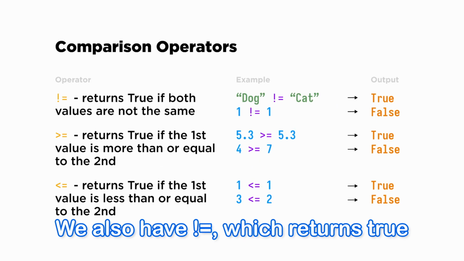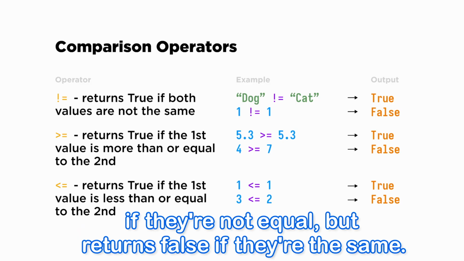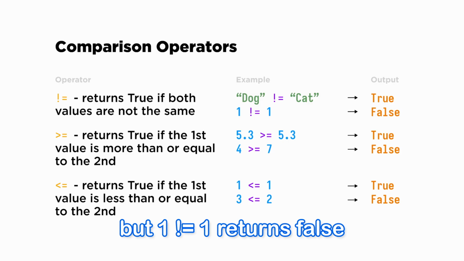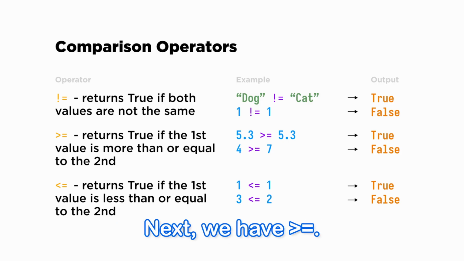We also have not equals, which returns true if they're not equal, but returns false if they're the same. For example, dog not equals cat is true, but the integer 1 not equals the integer 1 returns false because they're the same. Next, we have greater than or equal to.